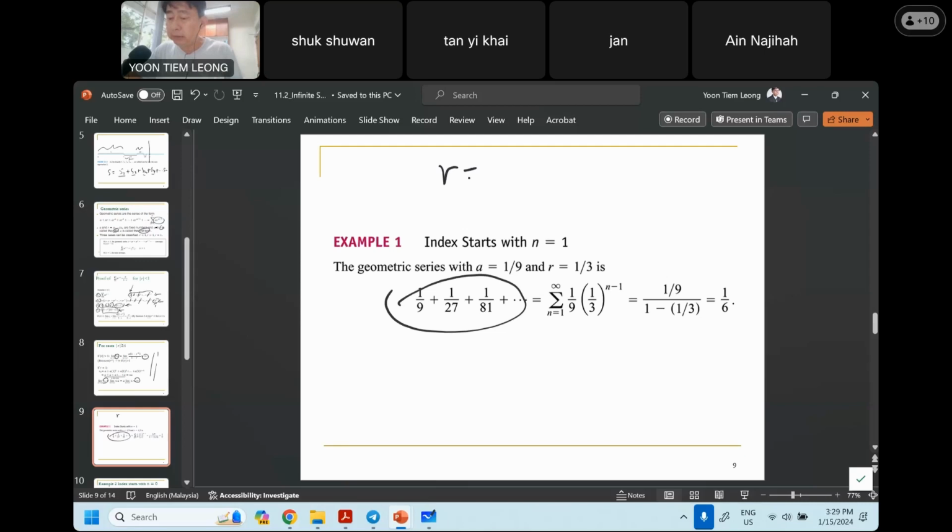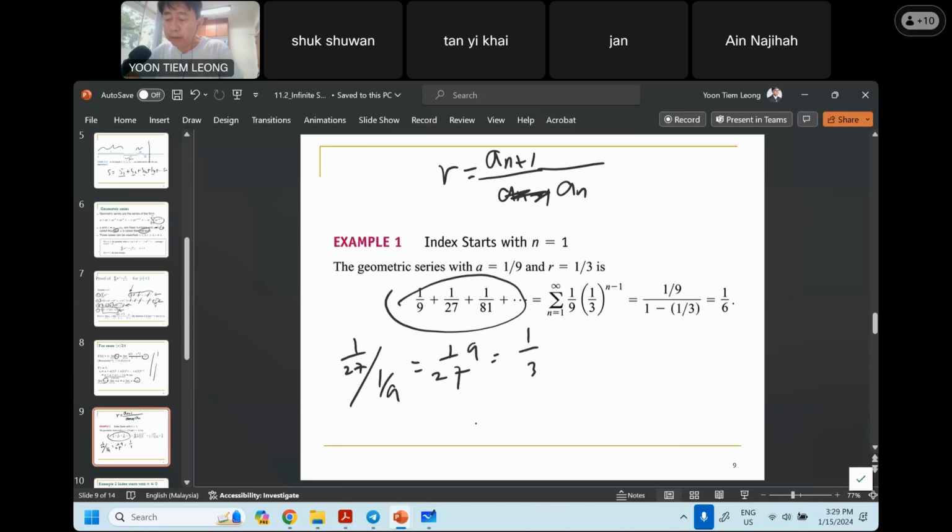For example, the ratio, which is the value of the next term divided by the term before it, is the same each time. For example, if you take 1/27, which is the next term, divided by 1/9, then what you get is 1 over 27 times 9, which is 1/3. Right, so if you take the term 1/81 divided by 1/27, then this is 1 over 81 times 27, which is also 1/3.